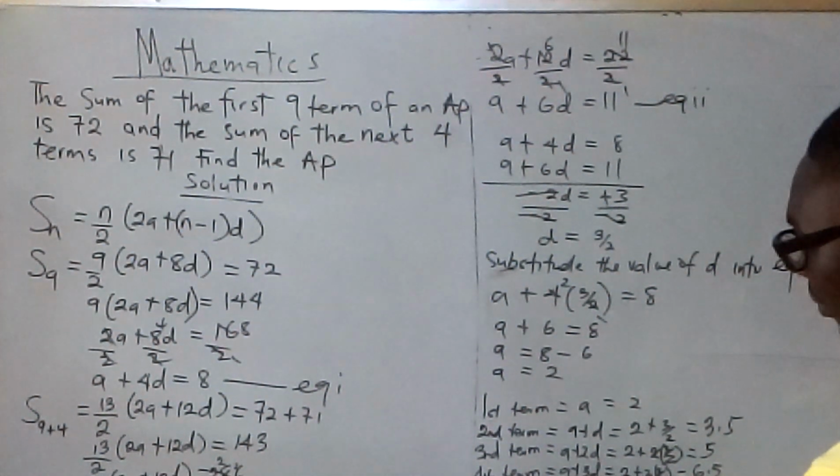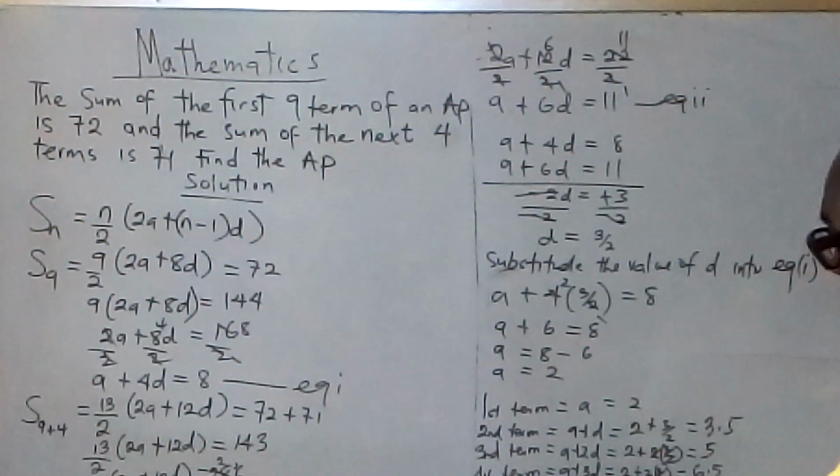The fifth term will be a plus 4d, which is equal to 2 plus 4 into 3 over 2. So this will cancel, and I'm left with 2 times 3, which is 6. 6 plus 2 is equal to 8. So you keep on adding until you get to the 13th term.